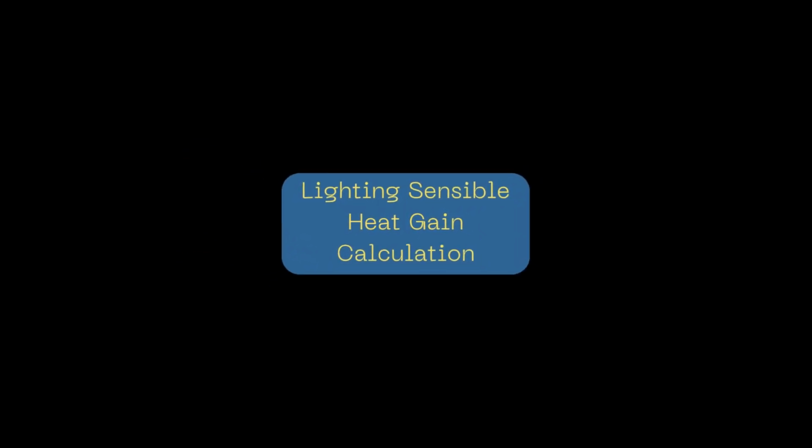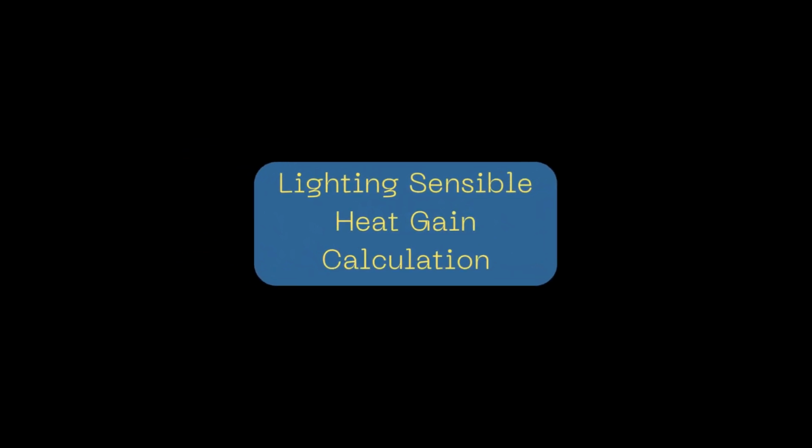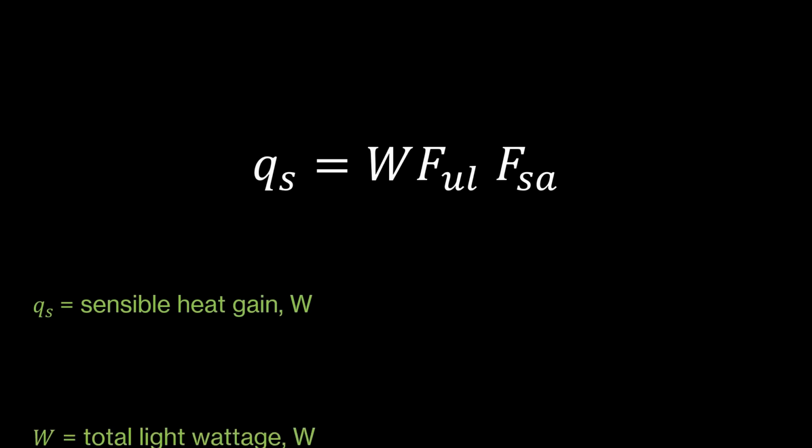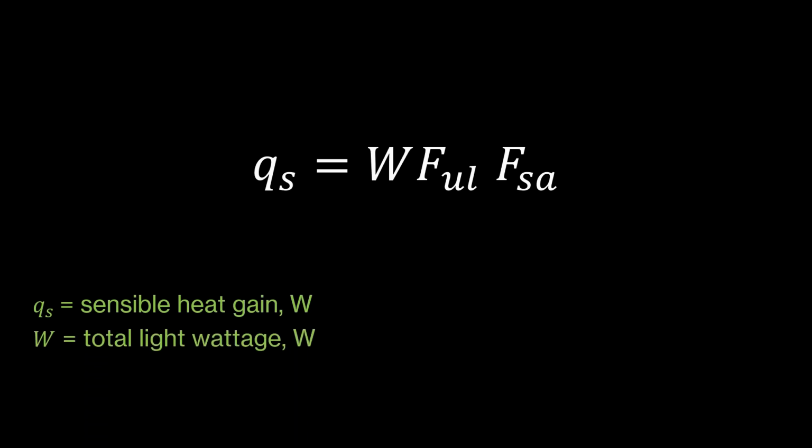The sensible heat gain from electric lighting can be calculated using two procedures. One procedure is to use the general formula, which is Qs equals W times FUL times FSA. Qs is the sensible heat gain in watts. W is the total light wattage in watts. FUL is the lighting use factor, and FSA is the special allowance factor.